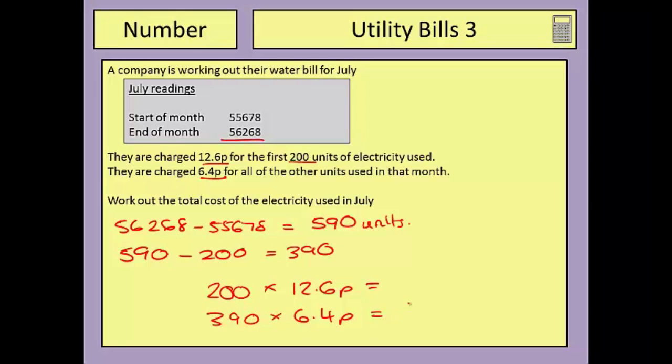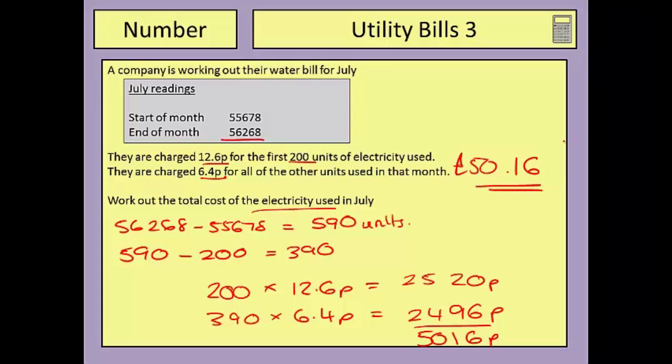When I multiply both of these together, I get my two totals, 2,520 pence and 2,496 pence. Adding these together gives me a grand total of 5,016p. Now again, like in the previous examples, although it doesn't say it in the question, I'm actually going to give this in terms of pounds, because you wouldn't expect a bill to say 5,016 pence. You would expect it to say £50 and 16p. And that's my final answer.